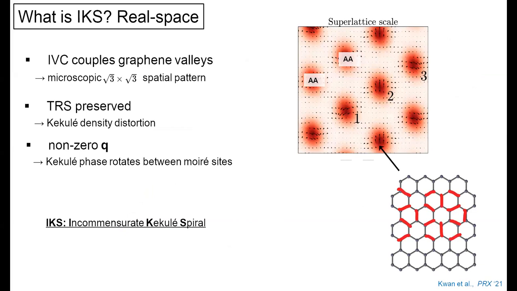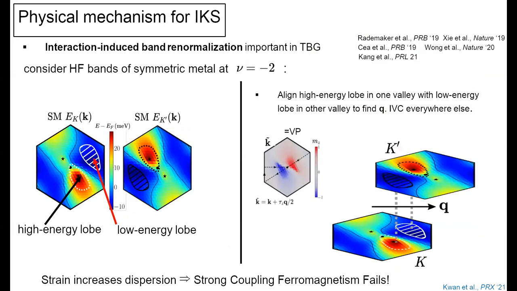So because it couples the valleys, you have this tripling of the cell. There's a Kekulé density distortion, and then the Kekulé phase rotates with this wave vector q between the Moiré sites. So this is the picture I showed you in the first slide. Let me now try to give you an idea of why you would want to do this. Why is it the physical system wants to do this?